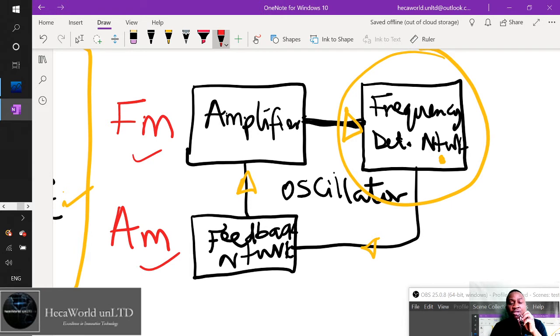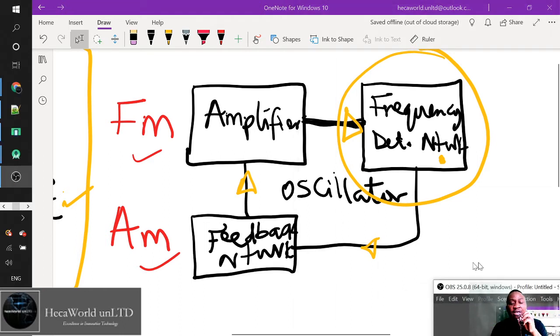Some people also use a crystal oscillator. Remember I told you this oscillator is a voltage controlled oscillator. So if you're trying to build a more stable transmitter, wireless microphone, I would recommend using a crystal oscillator. But this is what you need.